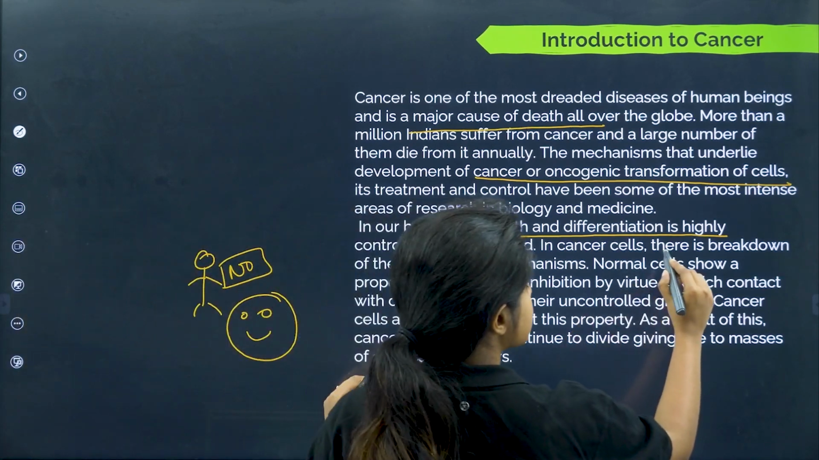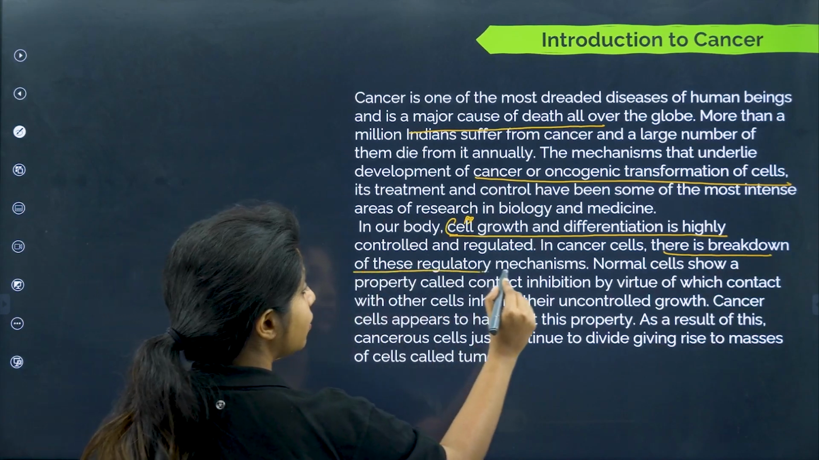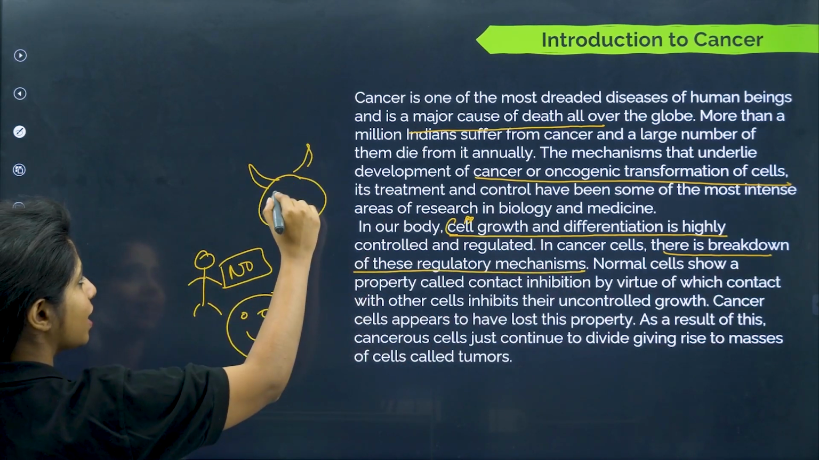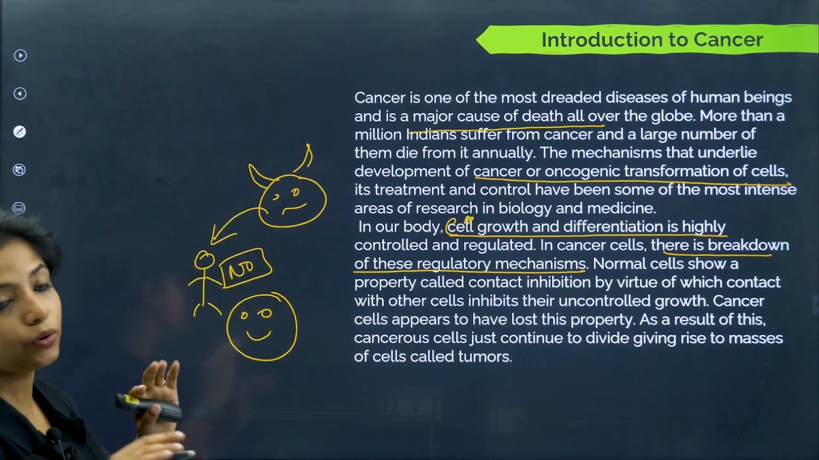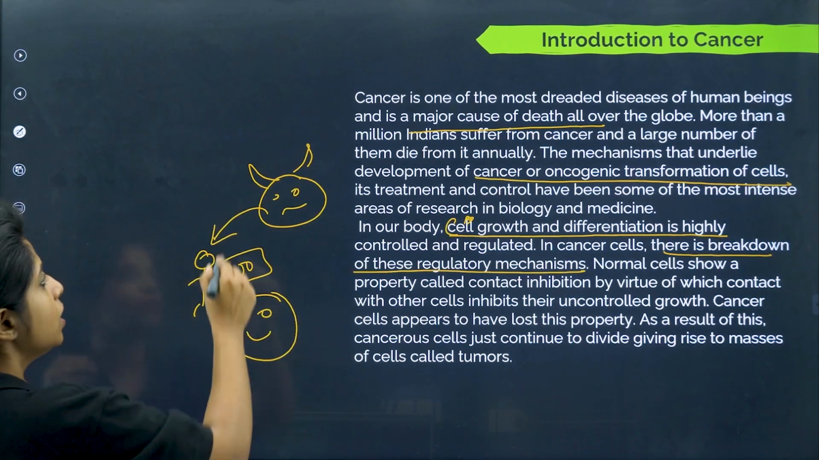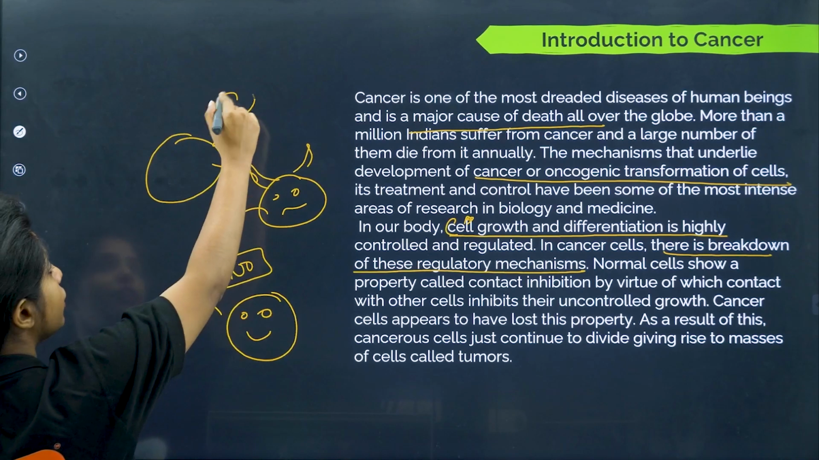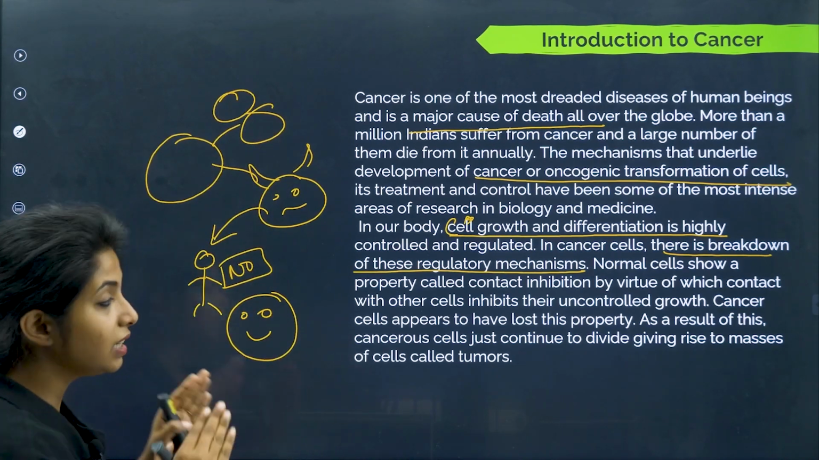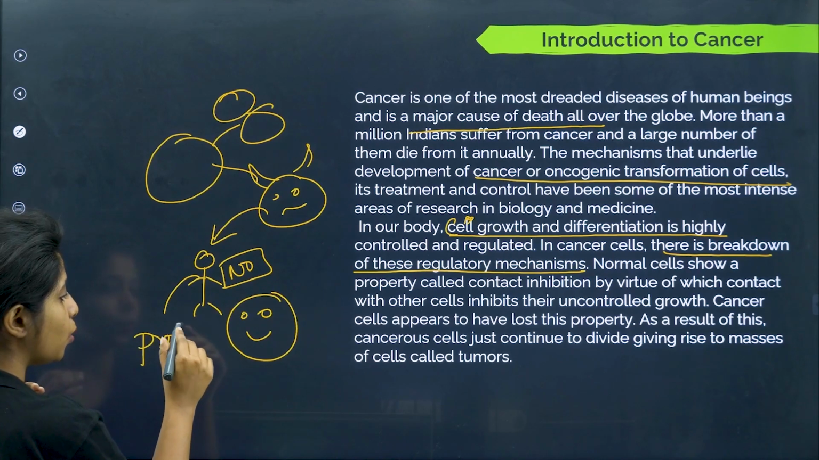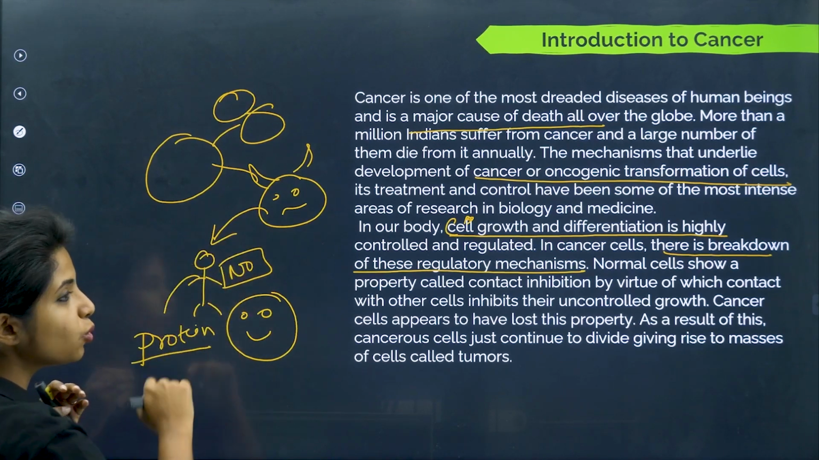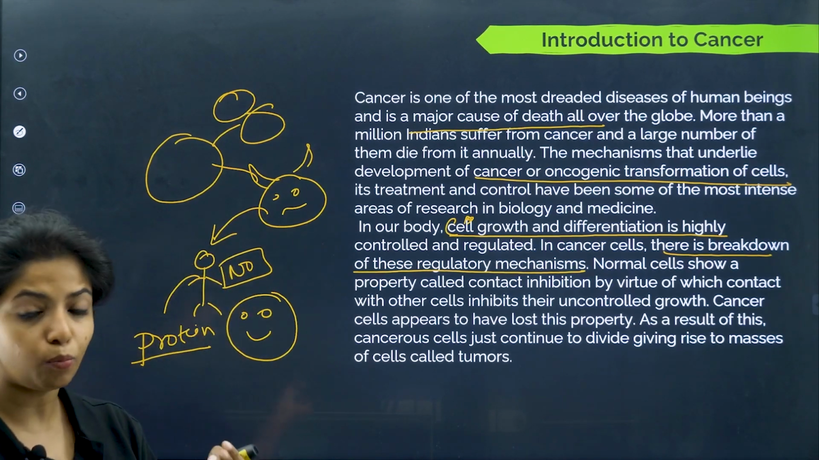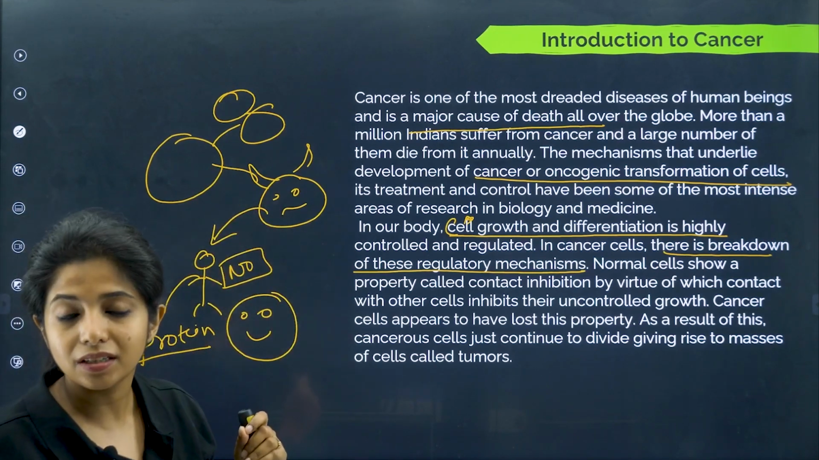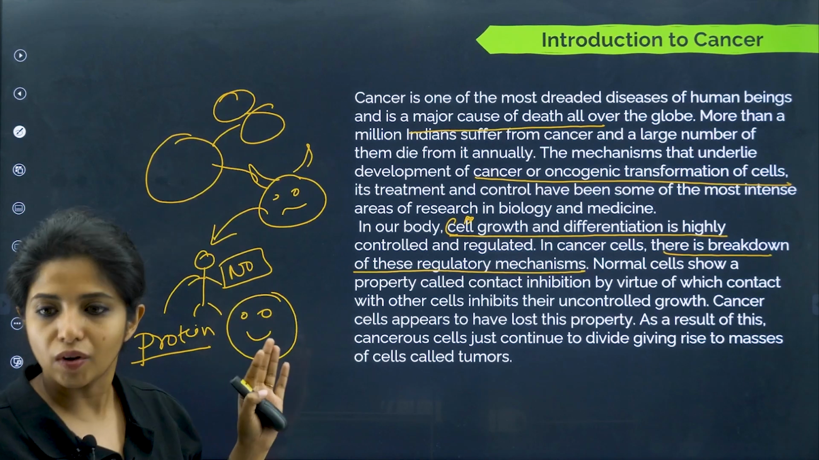Now, in cancer cells, there is a breakdown of these regulatory mechanisms. Cancer cells, on the other hand, are like, chuck it, we do not want to listen to you. We are in an old world, we would grow, we would divide, whatever we want to do, we would be doing it. That means the proteins which were controlling the cell growth are also hijacked. Their work is also blocked in a way that the cancer cells do their own will.